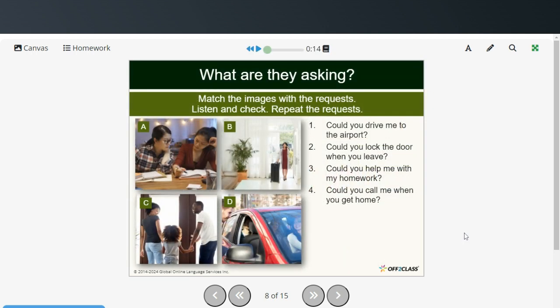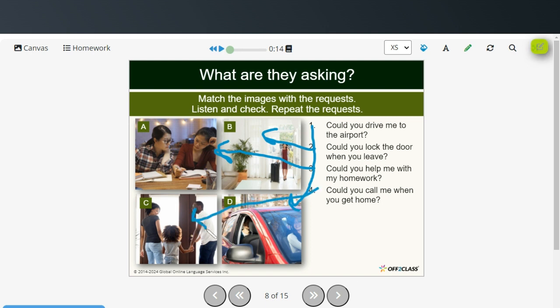All right, now we're going to match the images to the questions. So, can you drive me to the airport? Well, that would probably go with picture D. Can you lock the door when you leave? Picture B. Can you help me with my homework? That would be picture A. And can you call me when you get home? Picture C.